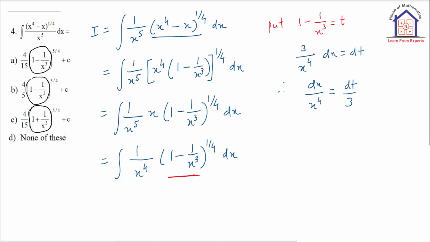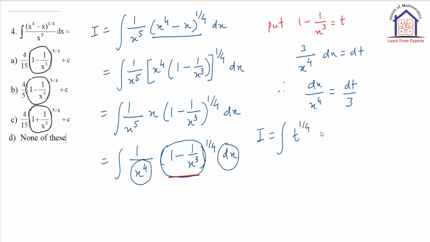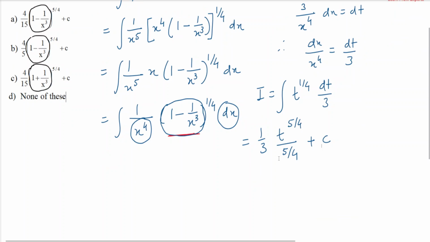Now I can easily convert this integral in terms of t. So this becomes 1 minus 1 by x cube as t. So this is t to the power 1 by 4 and dx by x raised to 4 is now dt by 3. So it is 1 by 3 into integration of t to the power 1 by 4, which is t to the power 5 by 4 divided by 5 by 4 plus c, integration of x raised to n. So this becomes 4 by 15 into t to the power 5 by 4 plus c.